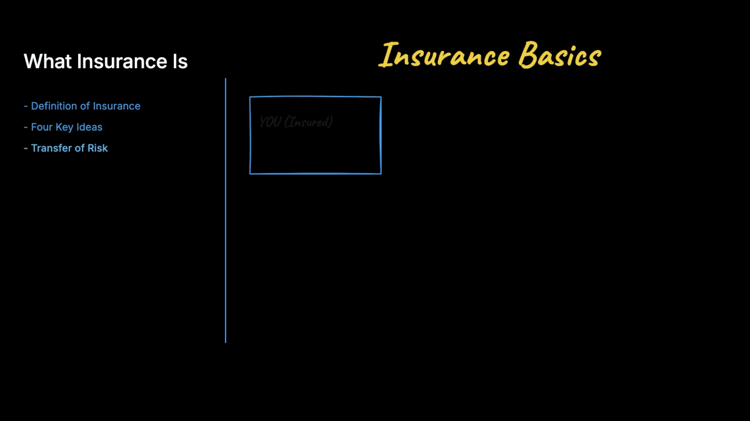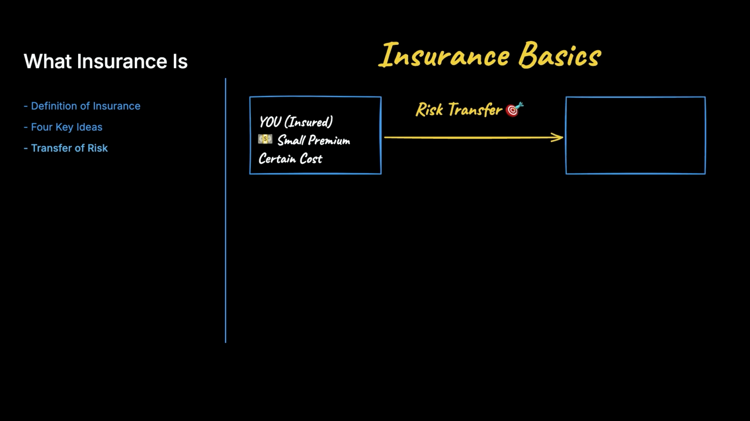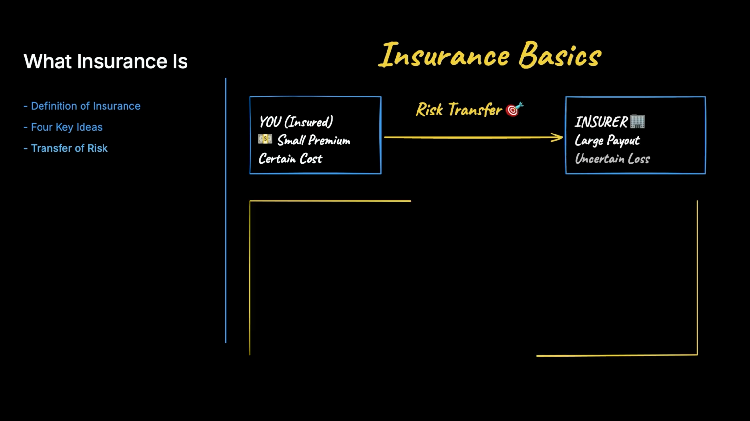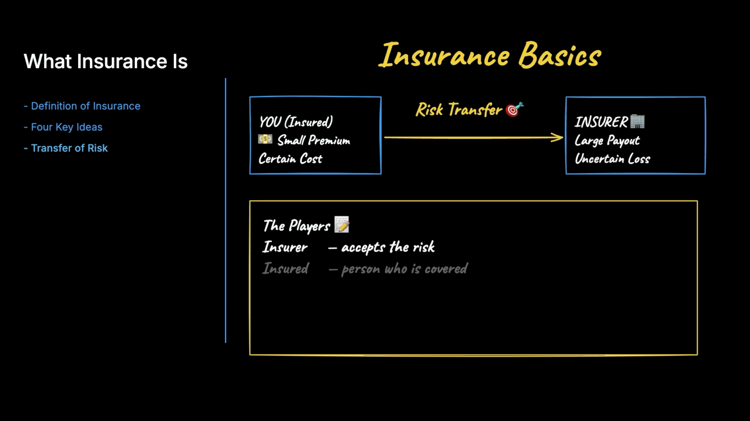Stripped to its essence, insurance is the transfer of the risk of financial loss from a person to an insurer. You pay a small, certain premium, and the company agrees to pay a large, uncertain loss if a covered event happens. Learn the players too. The insurer accepts the risk, the insured is covered, and the policy owner holds the contract's rights.